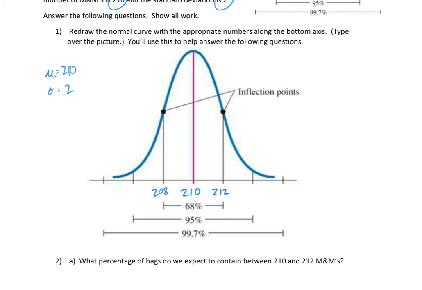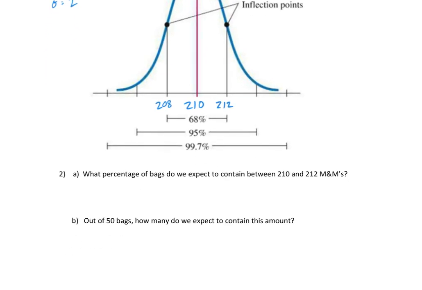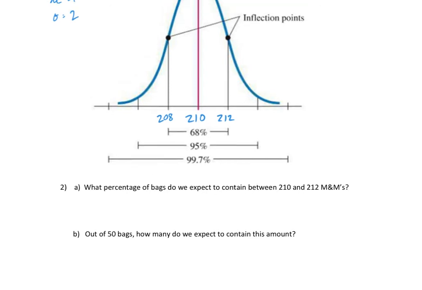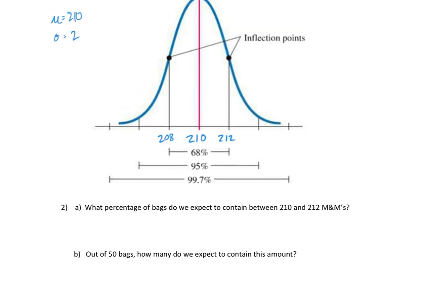Now, when you look at number 2, what percentage of bags do we expect to contain between 210 and 212 M&Ms? Well, if you did the labeling that I suggested at the top, 210 to 212 is this region that I am going to shade here. That's that region. If you labeled at the top like I suggested, or rewind the video a little bit, you will be able to see exactly what that percentage is. It's half of that 68%. That's my answer to number 2, straight up.